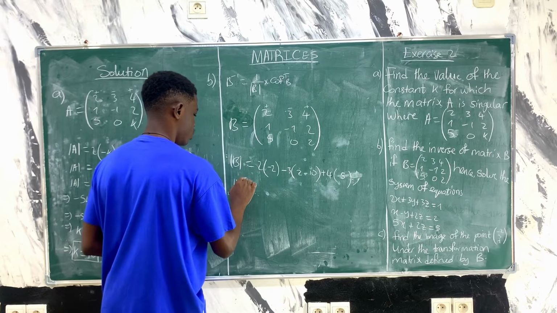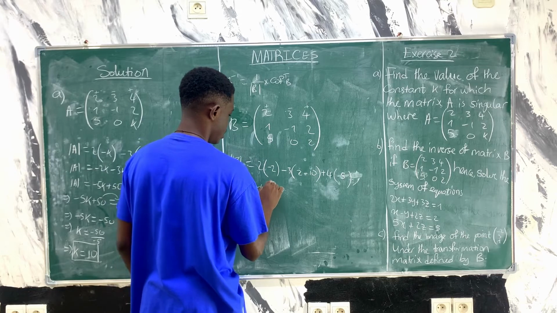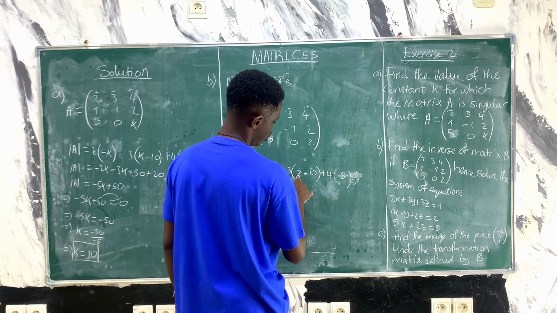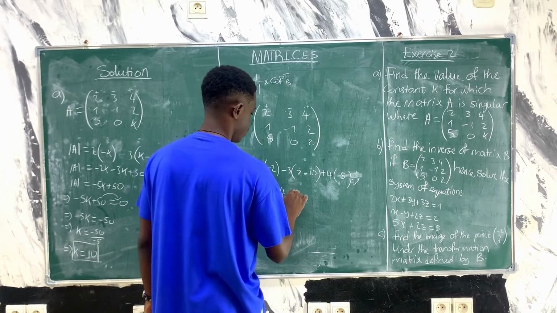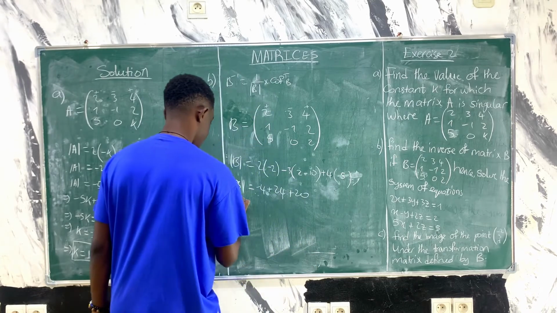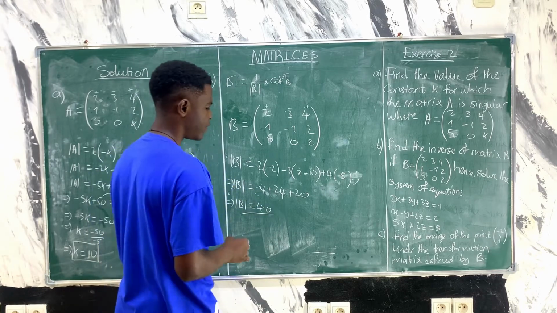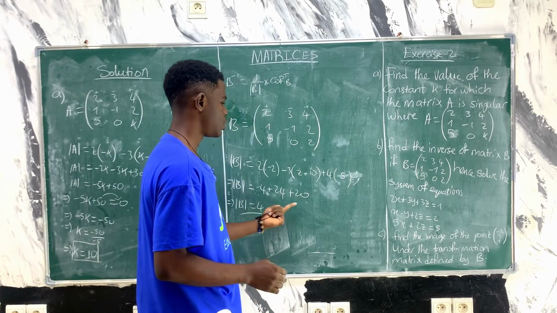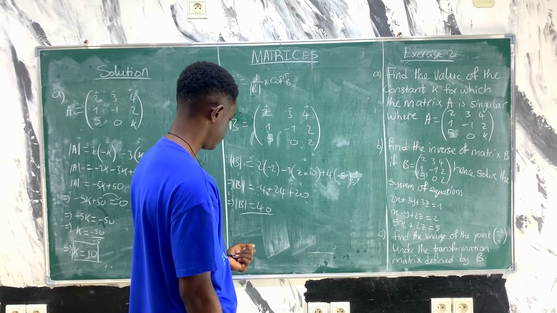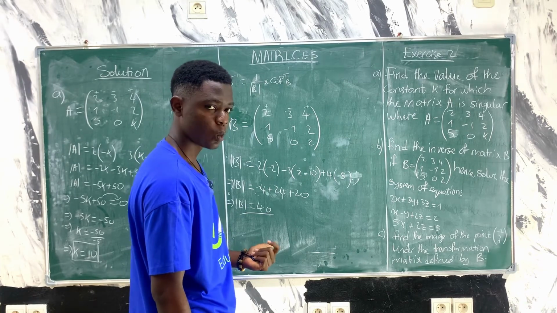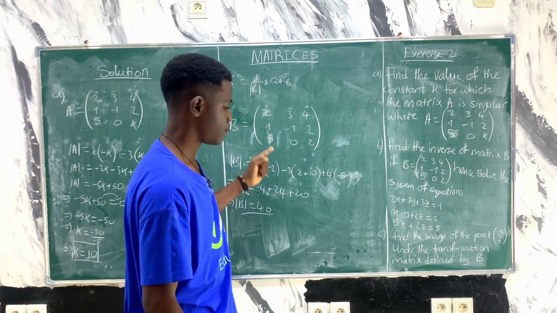So the magnitude will be 2 times minus 2 is minus 4. 2 minus 10 is minus 8. Minus 8 times minus 3 you have plus 24, plus 20, which implies the magnitude of B is going to be 40, I think, if I calculate it well. So that is the determinant of matrix B.